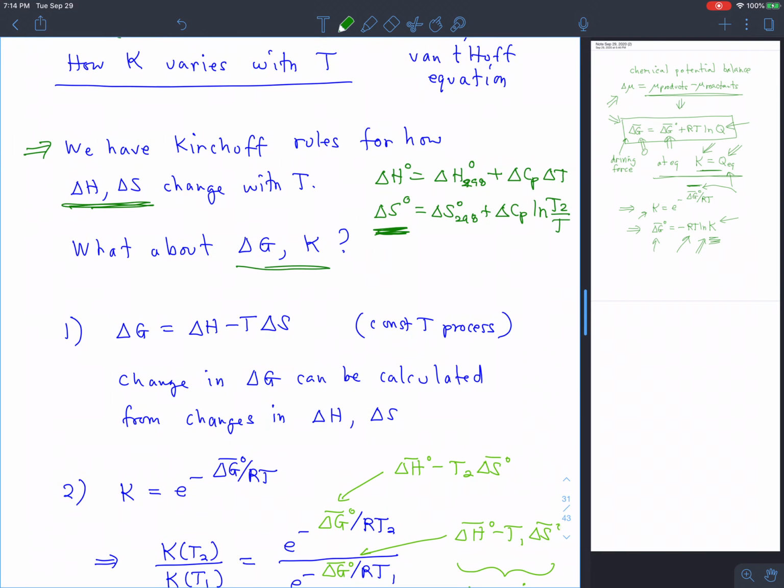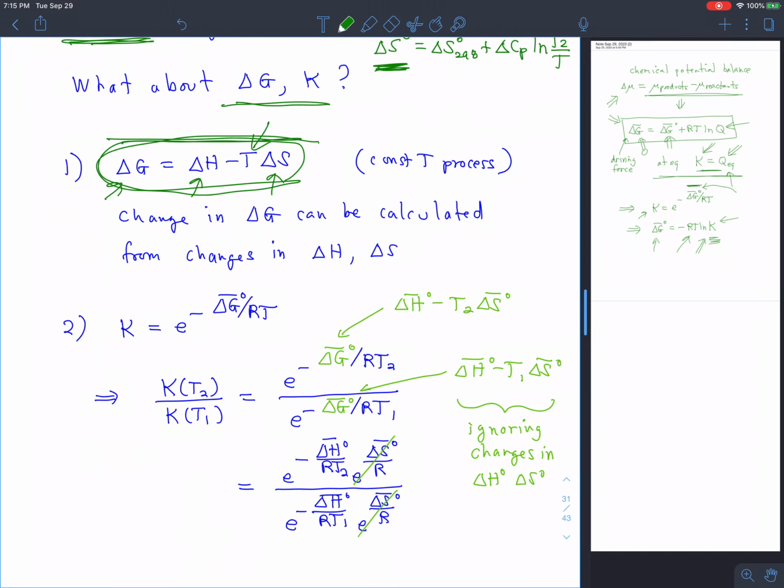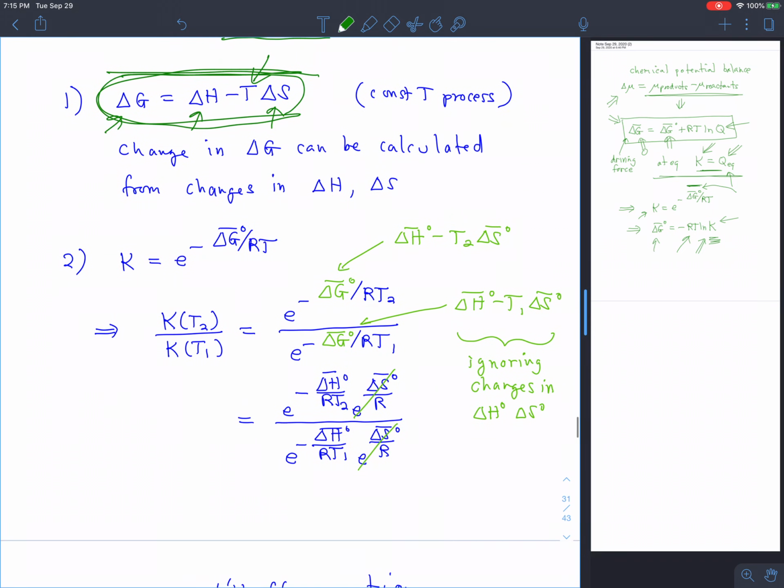But what about the delta G value and the K value? Well, for the delta G value, it's pretty easy. We can use this relationship, right? So if we want delta G at a different temperature than the table value, we can calculate the delta H at that temperature, the delta S at that temperature, and then plug those values into this relationship using the correct final temperature there, and we can get the delta G. So that's not too hard, but what about the equilibrium constant?